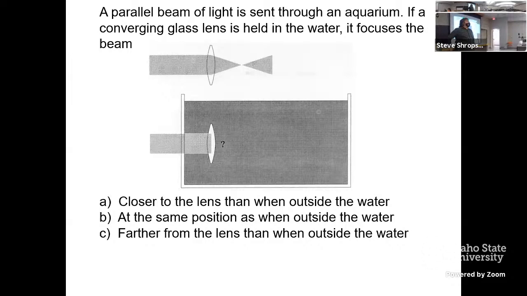So there's kind of a practical application of this. But let's talk about where an object looks like. Let's go ahead and get to the next slide. This kind of gets to the point of an object looking like it's in a different place.